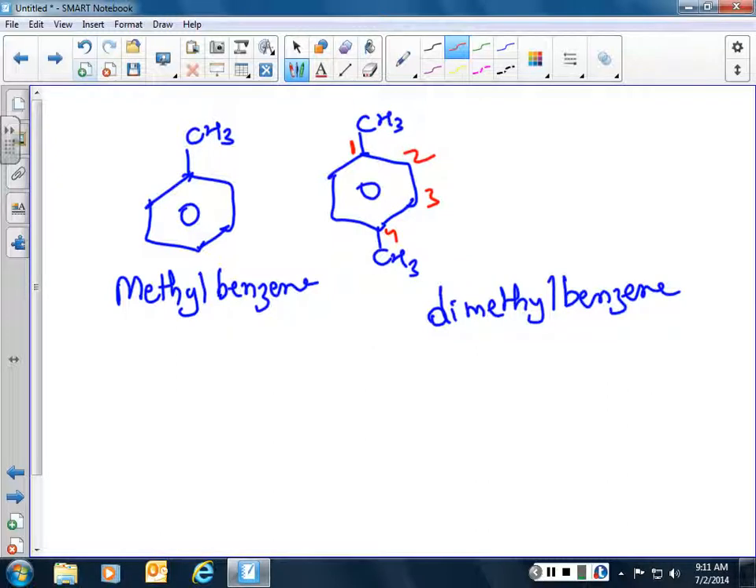So what is the name? 1, 4. And remember, whenever you write the numbers, you put a comma between numbers, and a hyphen between number and letter. 1,4-dimethyl benzene. Now, do you always separate the numbers and the letters with a hyphen? Yes, exactly. Always.